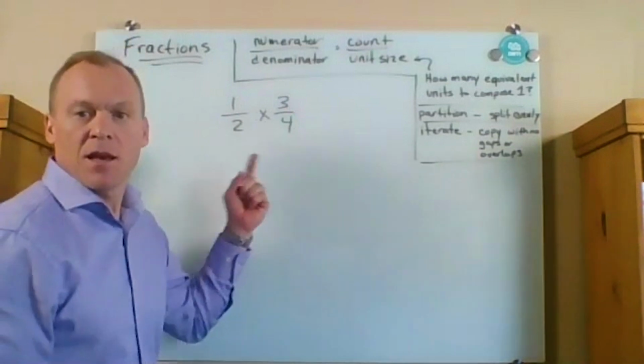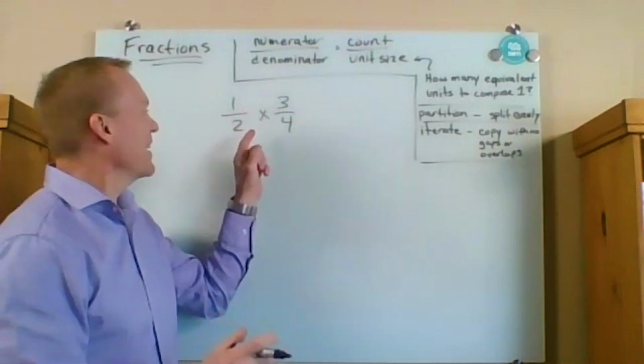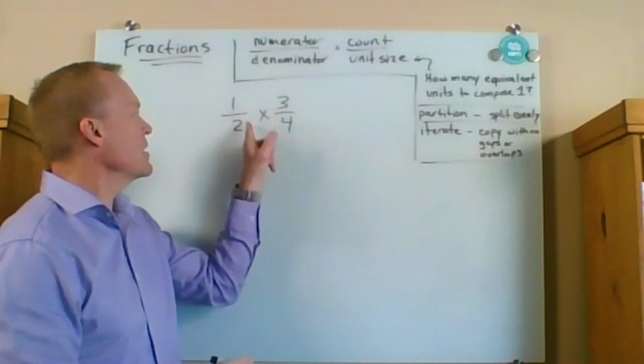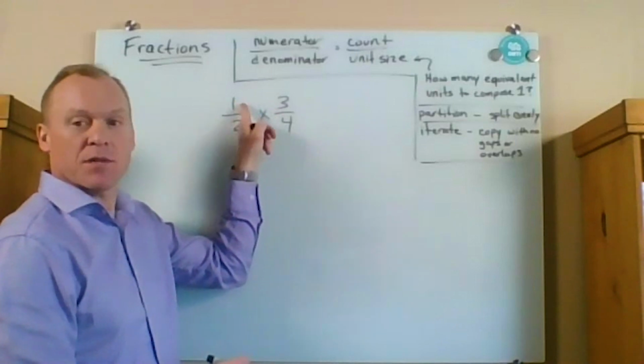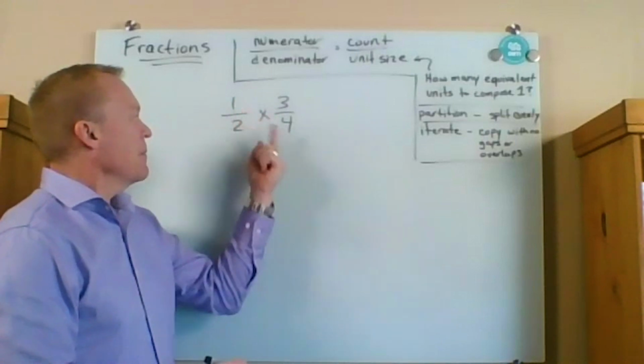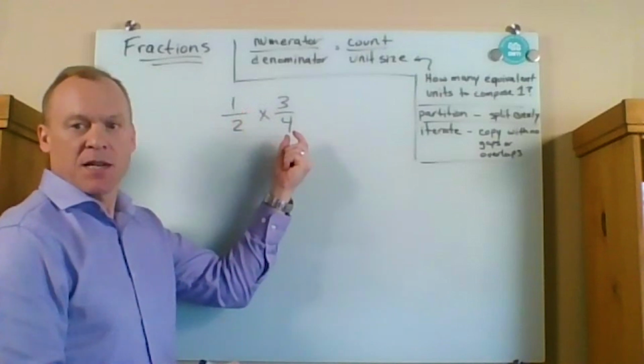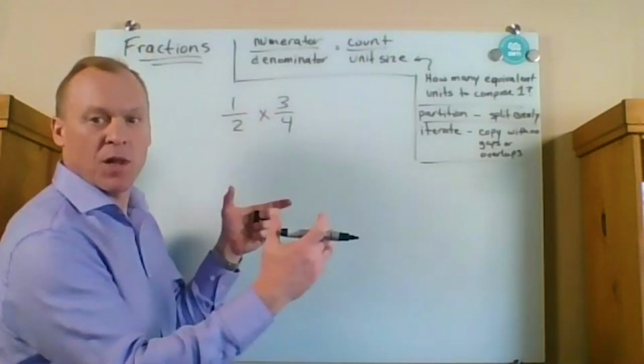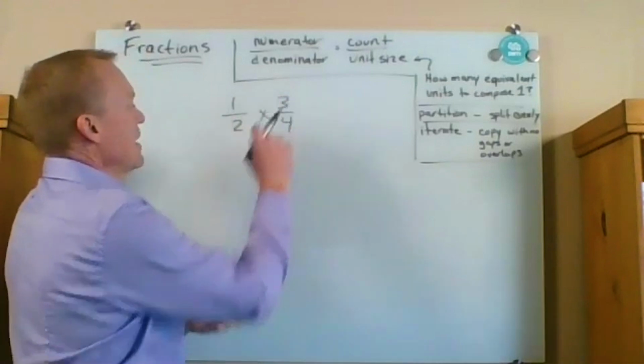I chose these numbers so that each fraction is, again, a number composed of two digits, the top digit and the bottom digit, the numerator and the denominator, which is the count and the unit size. But now, instead of adding same size units or subtracting same size units, we're going to talk about what it means to multiply and how we describe what each of these digits actually means.